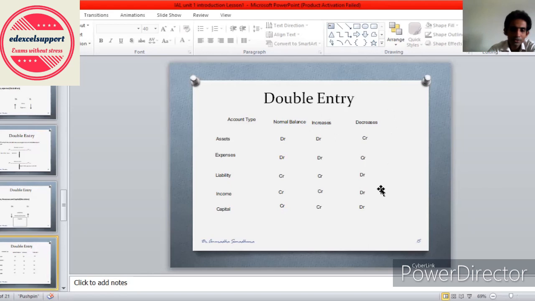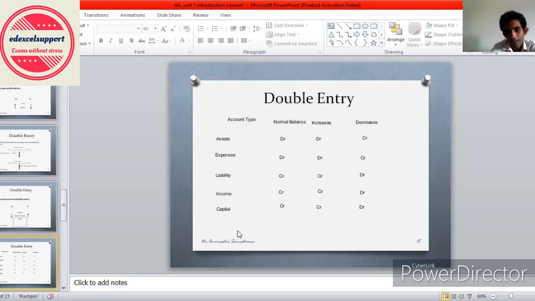Now we come to what will happen to these particular accounts when they are increased and when they are decreased. Asset and expense we already learned, they are brothers. When they increase, they are debit. Asset debit. Expense. When they decrease, the opposite, credit. Liability, income and capital, the sisters, when they increase, they are credit. But when they decrease, they are debited. So it's very important to understand this rule.